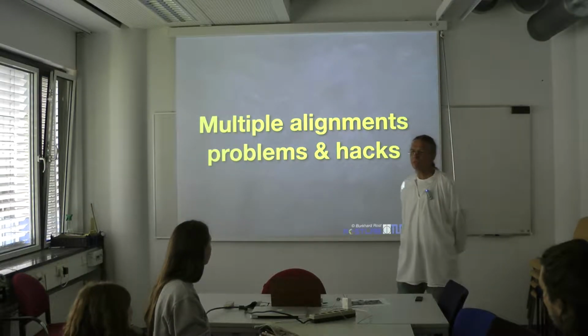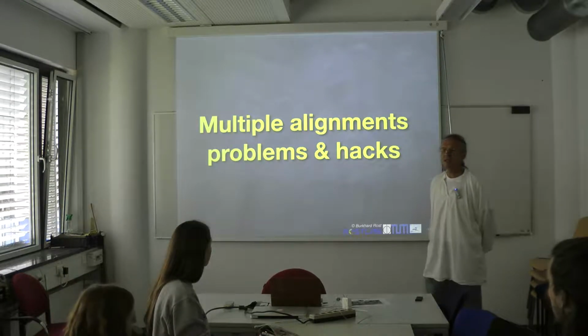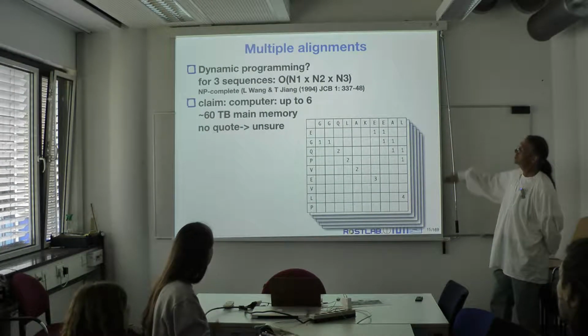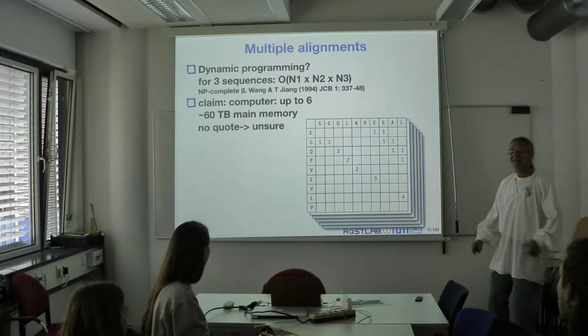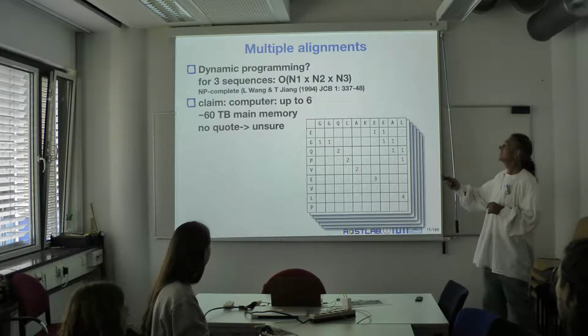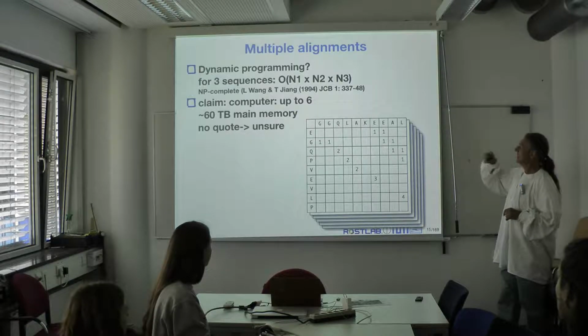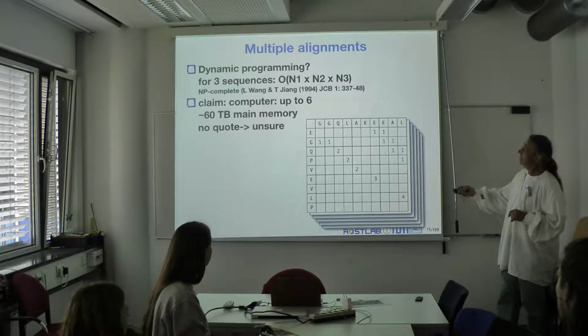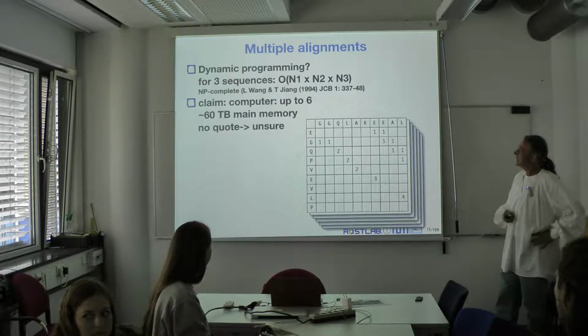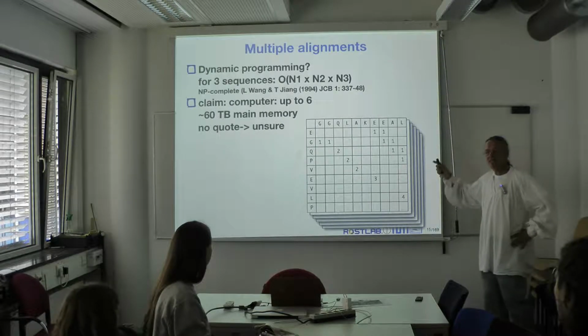So let's begin with the negative aspects of multiple alignments. There are some problems. The first one: if I wanted to do dynamic programming for, say, 3 sequences, pairwise I showed it all works. For 3, it gets complicated. There's some claim that you can do up to 6, but you need 60 terabytes of main memory. But 6 is small.